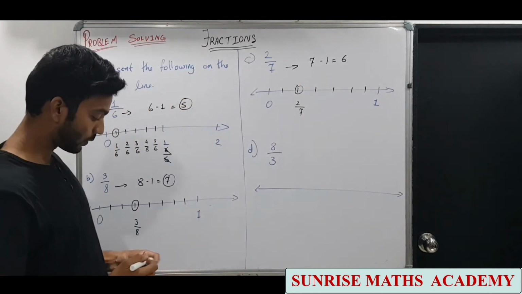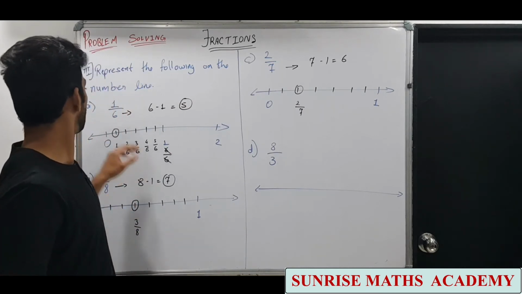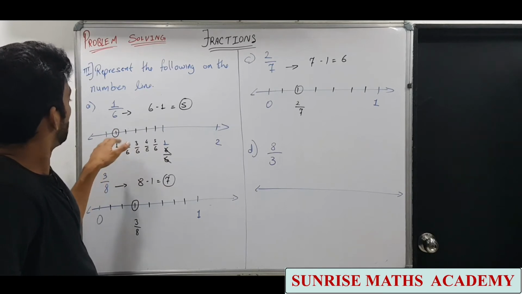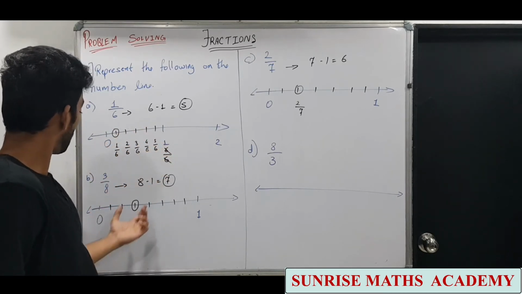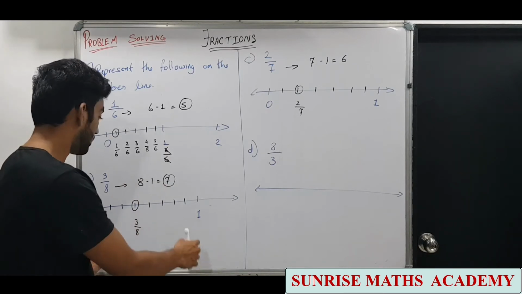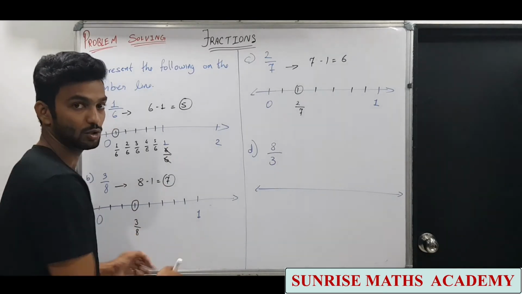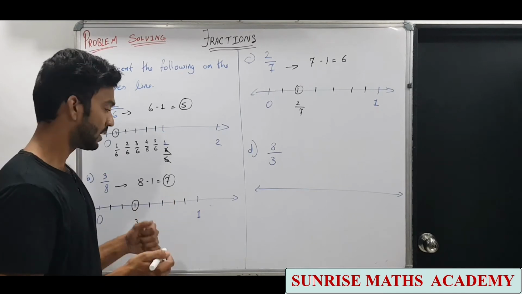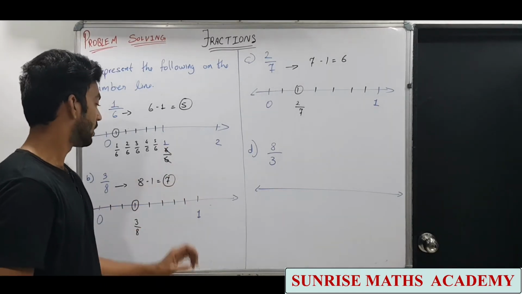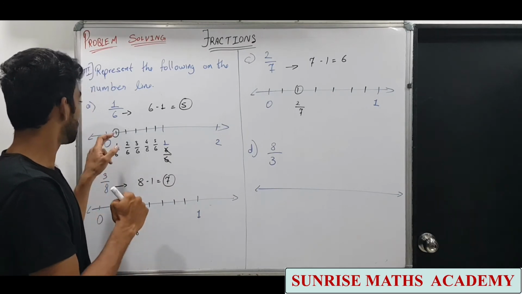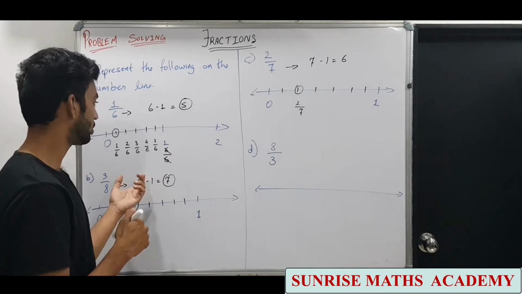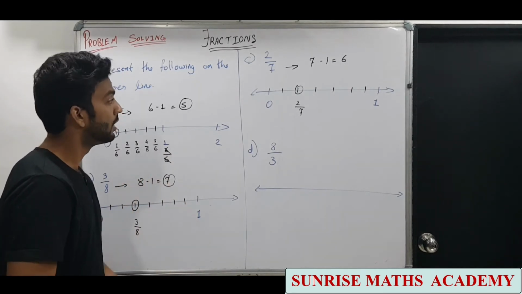Now one more thing. When there are only 6 parts, I have made 0 to 1 like this, and I have made the parts. When there were 8 parts, 7 lines I have to make. So I have made the distance bigger, 0 to 1. So it is up to you how big you want. And it is not necessary to write the other numbers. And one more thing, use scale and mark these points properly. I am drawing on the board, so I am not using the scale.